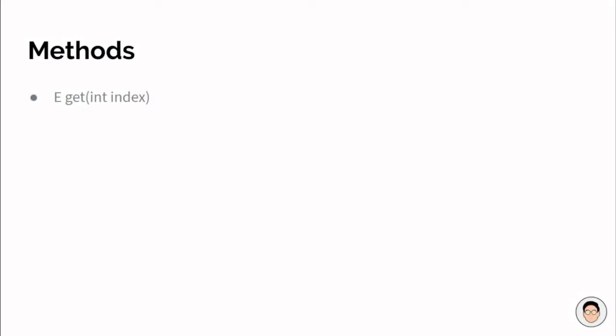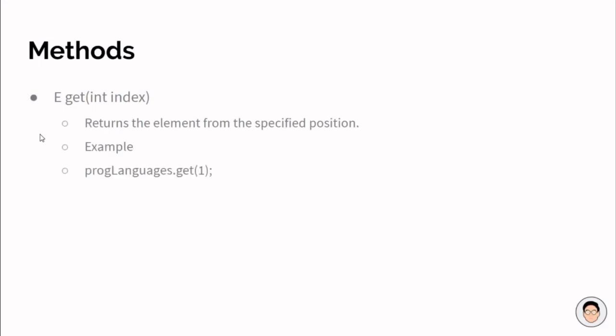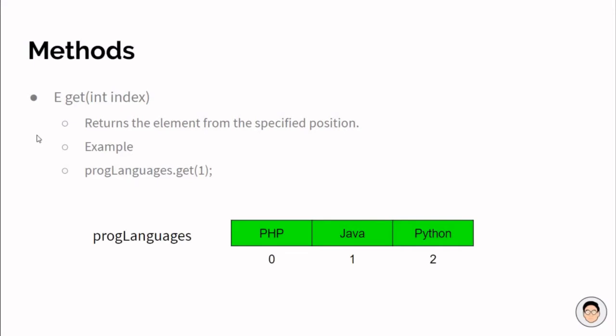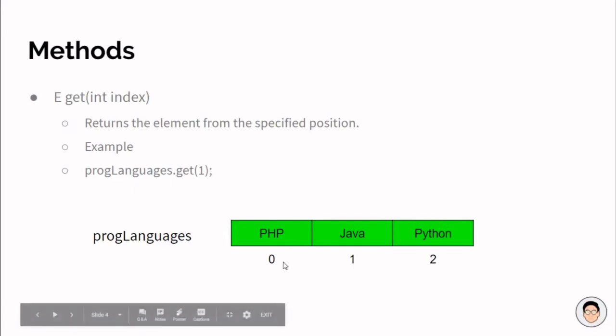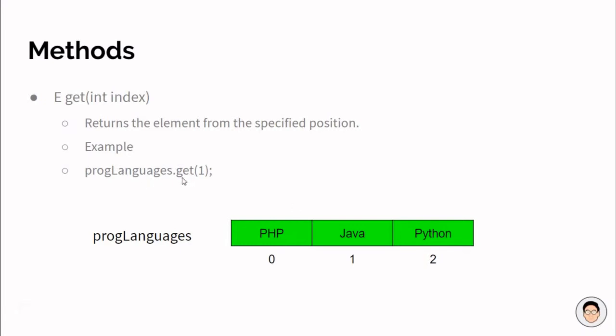Next method, E get(integer index). This E specifies the type of the ArrayList. This method returns the element from the specified position. For example, programmingLanguages.get(1) will return the element at position or index 1. Before this statement gets executed, programmingLanguages has 3 elements, PHP, Java and Python, at index 0, 1 and 2 respectively. Whenever this statement gets executed, Java will be returned.